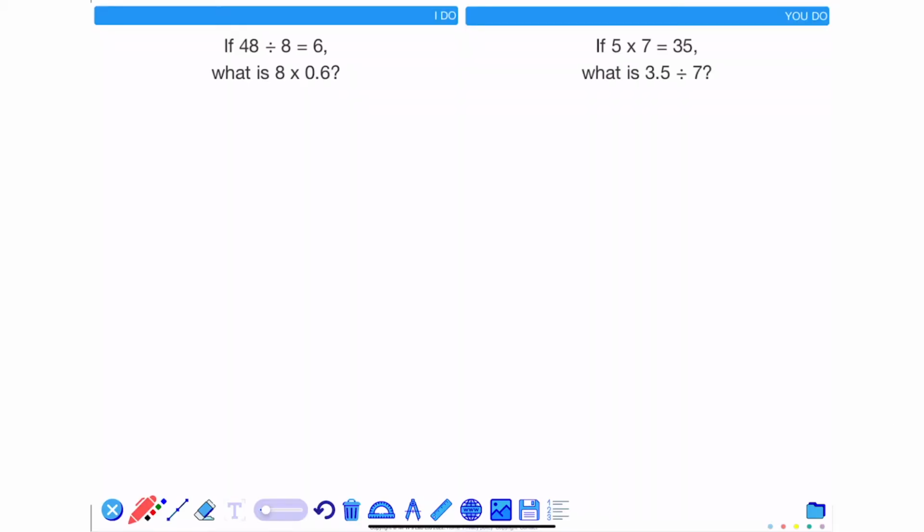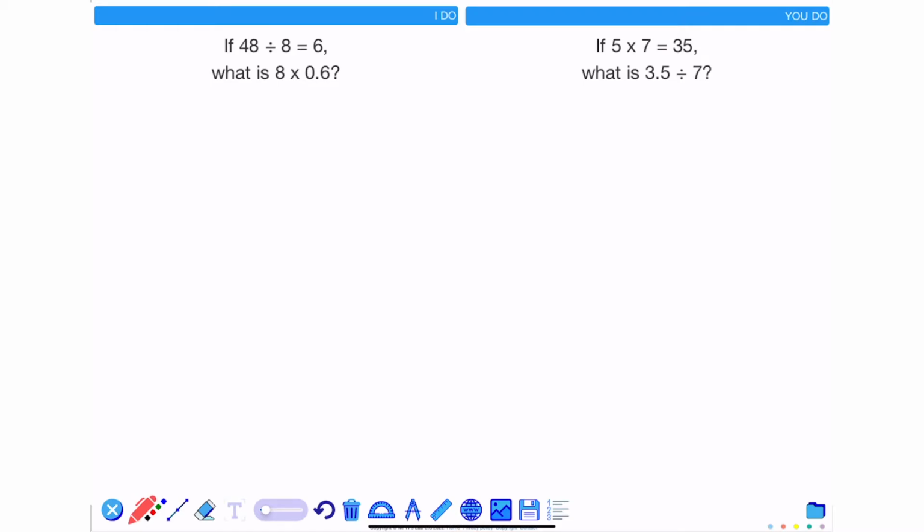In this video, we're going to take a look at the topic of related calculations. With the example on the left-hand side, if I know that 48 divided by 8 is equal to 6, I need to work out what 8 times 0.6 is equal to. The whole point of a related calculation is that I can use the fact that 48 divided by 8 is equal to 6 in order to answer my question.